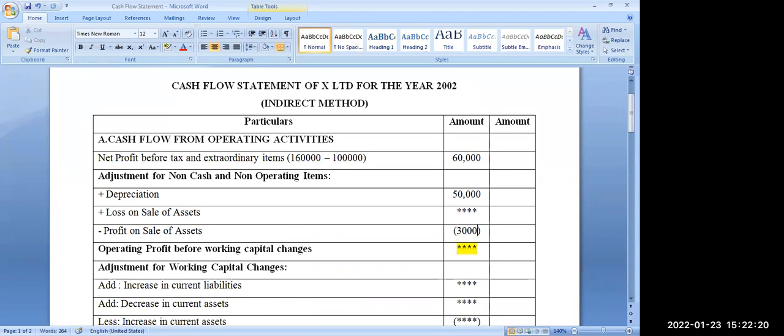I have to minus it because unnecessarily this profit was added in the P&L account, which is not an operating profit. That's why I'm just minusing it. Okay. Any other item? Depreciation we've taken. Look at the balance sheet.